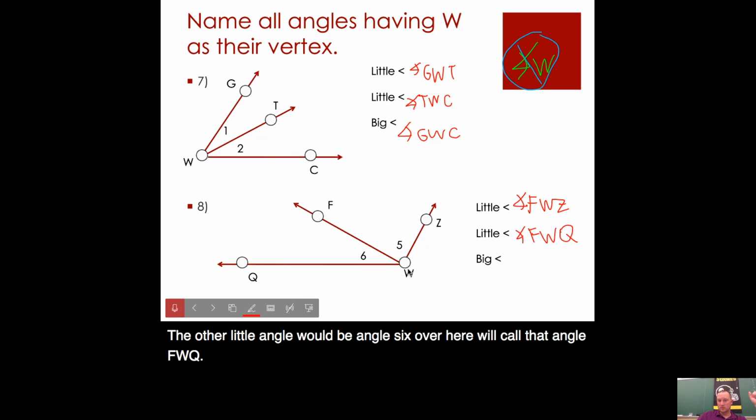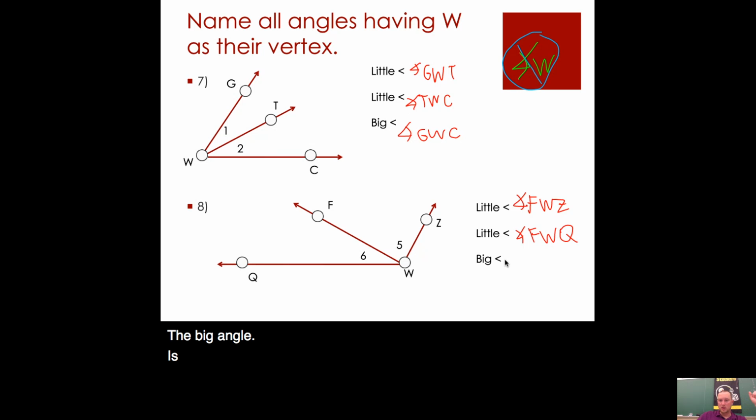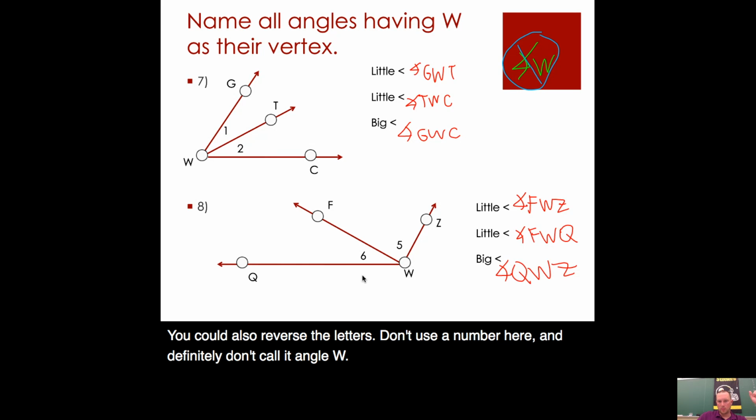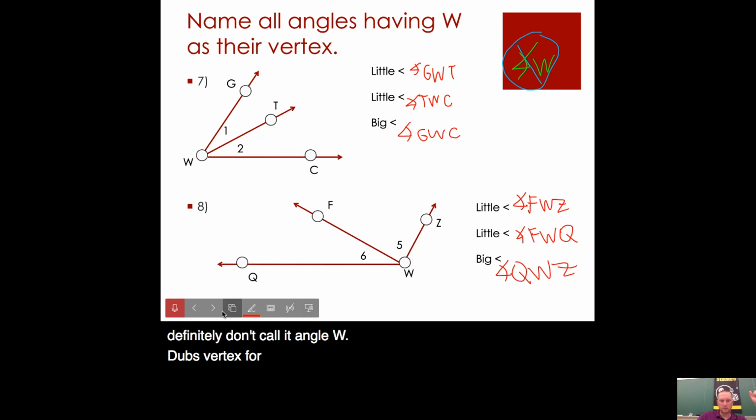The big angle is the combination of those 2. That would be angle QWZ. You could also reverse the letters. Don't use a number here, and definitely don't call it angle W. W is a vertex for all 3 angles.